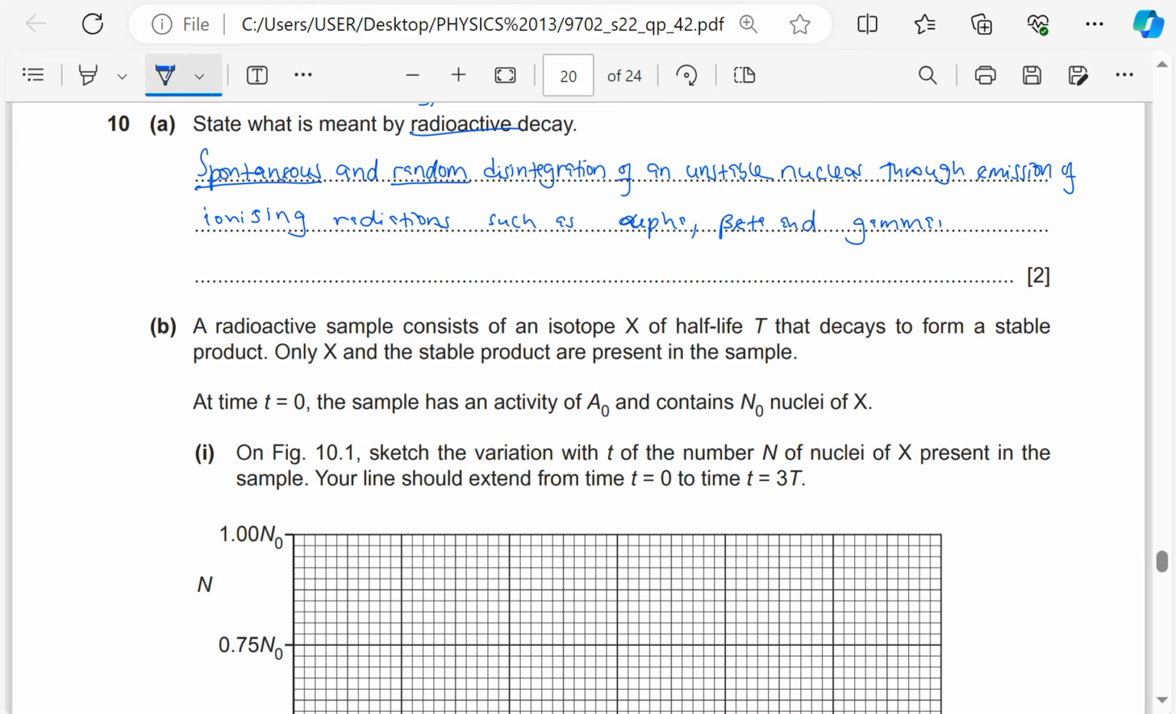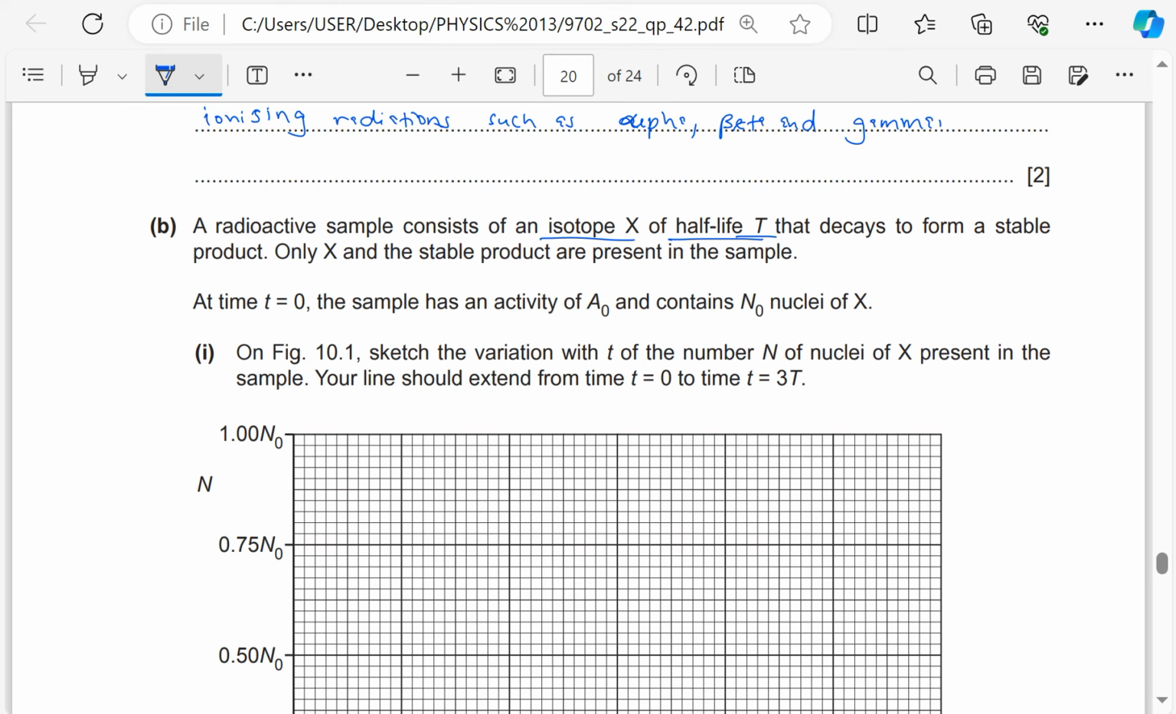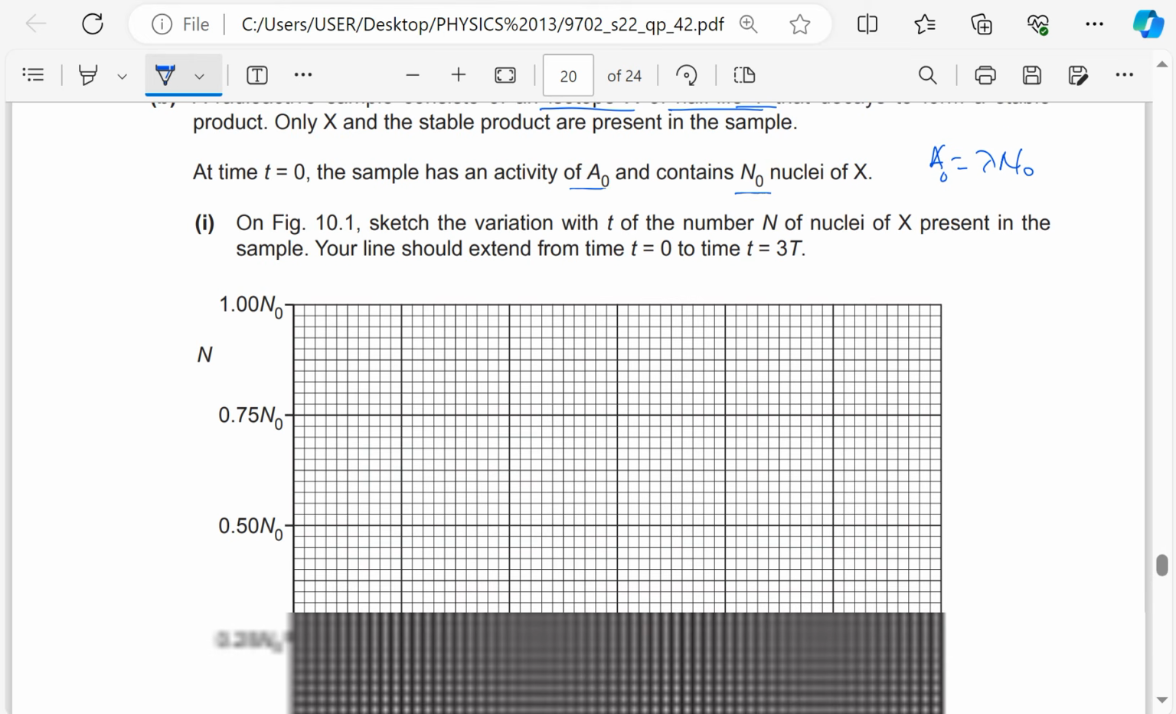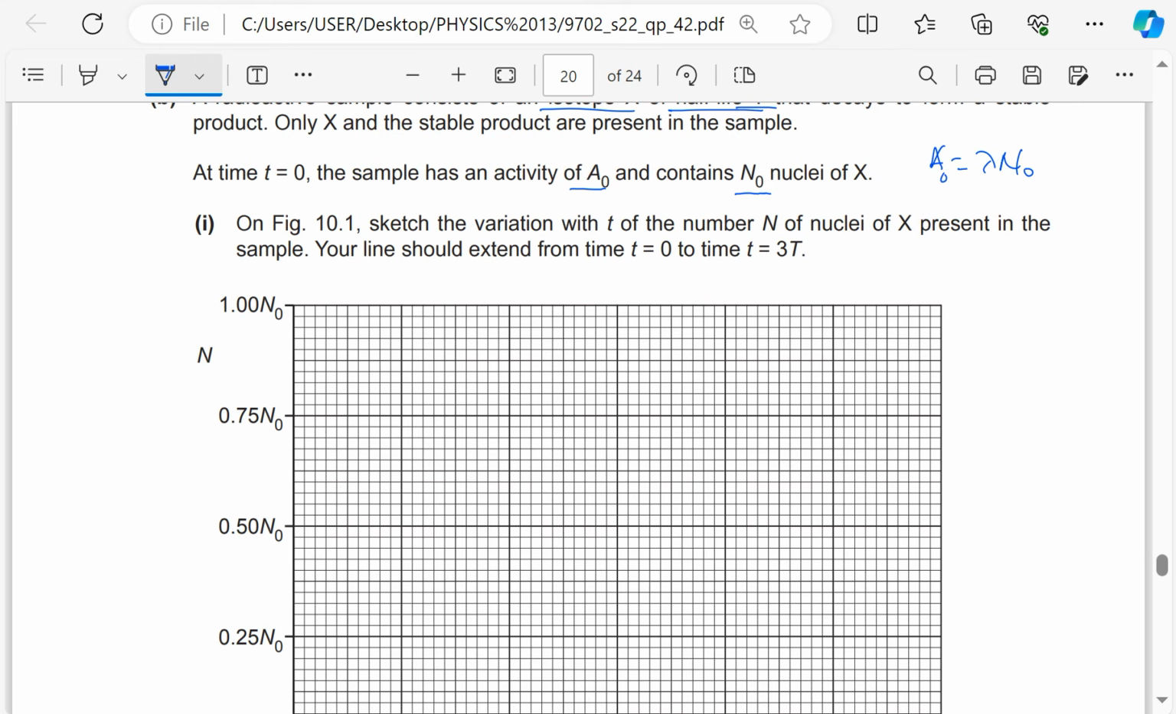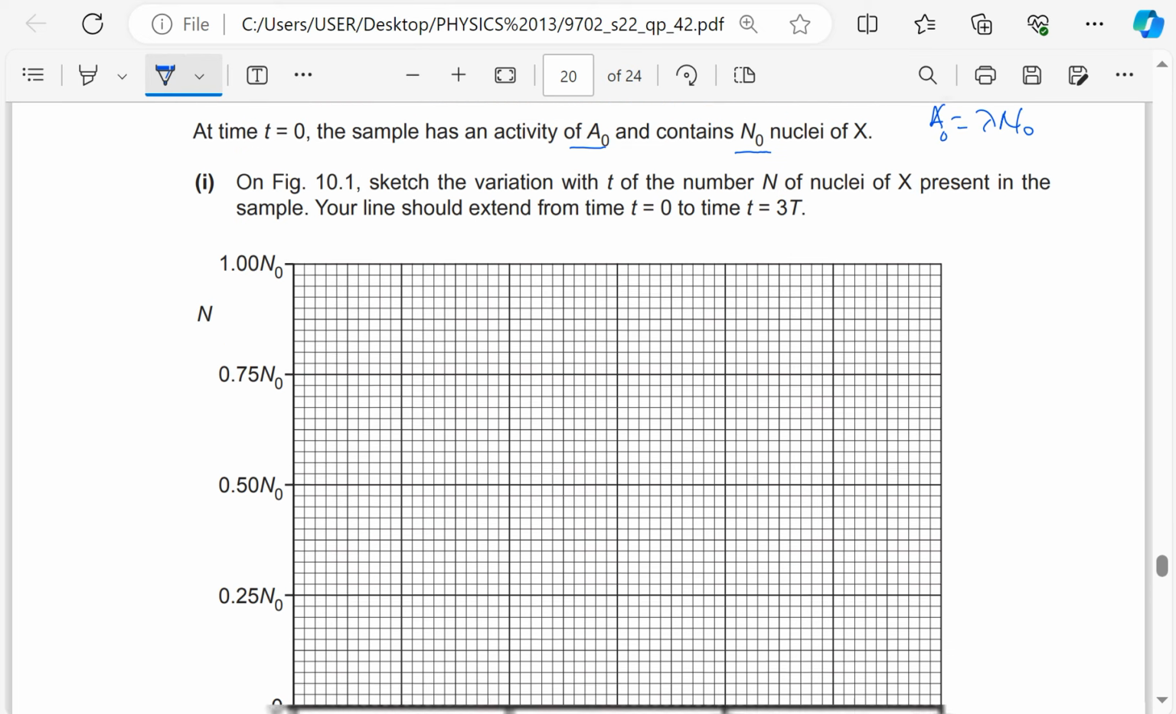Okay, a radioactive sample consists of an isotope X of half-life T, that decays to form a stable product. Only X and the stable product are present. At time t equals 0, the sample has an activity A naught and contains N naught nuclei of X. So in other words, activity A naught is equal to lambda times N naught. On the figure, sketch the variation with t of the number N of nuclei of X present in the sample. Your line should extend from t equals 0 to t equals 3T.